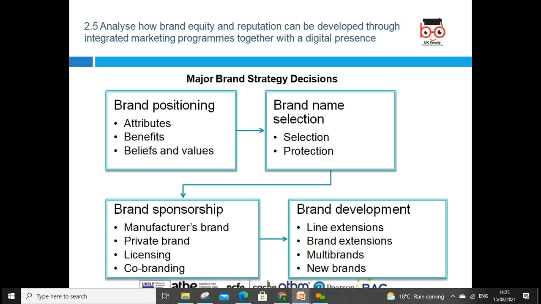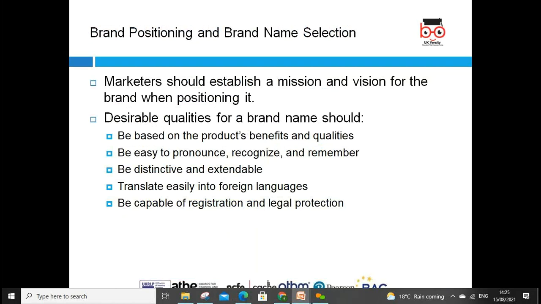Okay, then we have 2.5, our assessment criteria: analyze how the brand equity and reputation can be developed through the integrated marketing program. Integrated means everything integrated to lead toward the organization. So major brand strategy decisions: brand positioning, attribute, benefit, belief, brand names, what names you will select and protect, brand sponsorship, who's going to be sponsored, licensing, co-branding, brand development, extension. It can be different sizes, different colors, so we can extend it.